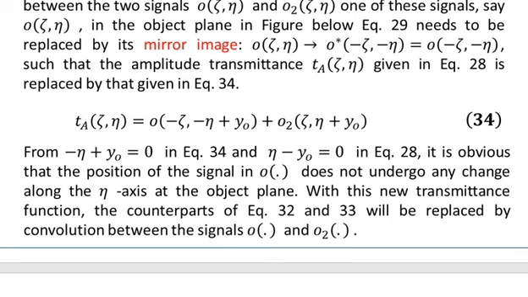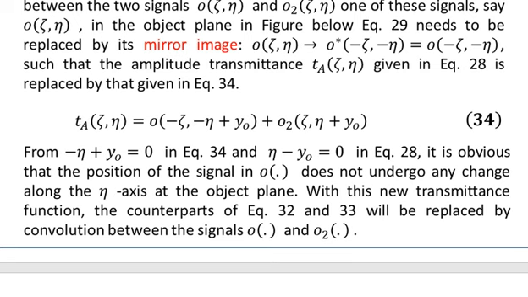So you see that from these two equations, equation number 28 and equation number 24, when we consider the second argument, in both arguments y naught has the same value. It is obvious that the position of the signal in O does not undergo any change along the eta axis at the object plane. With this new transmittance function, the counterparts of equation number 32 and 33 will be replaced by the convolution between the signals O and O2.